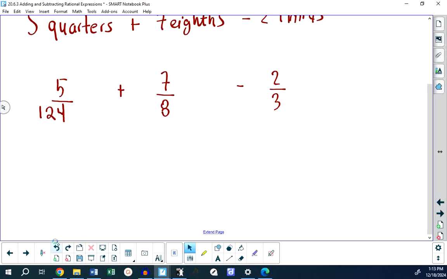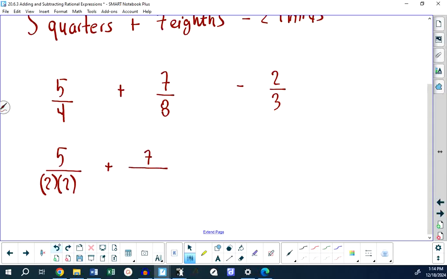And I'm not going slow here because I think you're incapable of understanding. I'm trying to build the foundation for something really important. What do we do whenever we're working with rational expressions? What's the first thing you always do? Factor. So I'm going to factor these denominators. This is 5 over 2 times 2 plus 7 over 2 times 2 times 2 minus 2 over 3. And I'm going to be focusing on the factors in the denominator. Finding out that it's 24 is pretty easy. But if the numbers are bigger, what do you do?